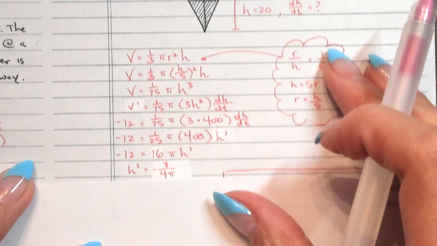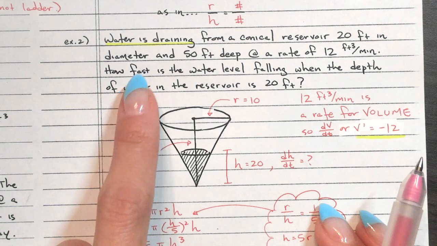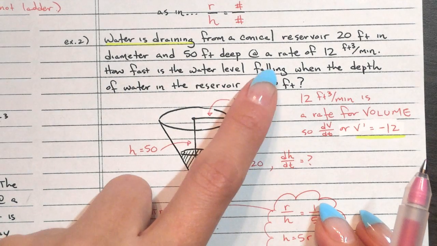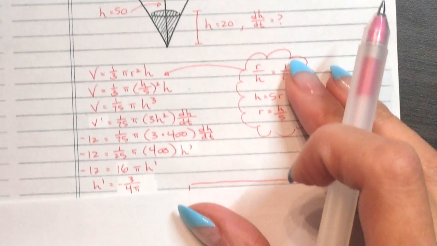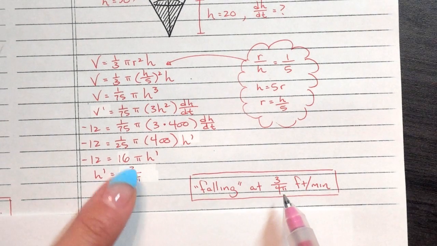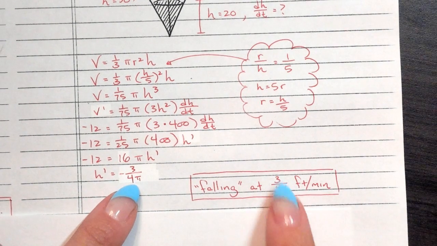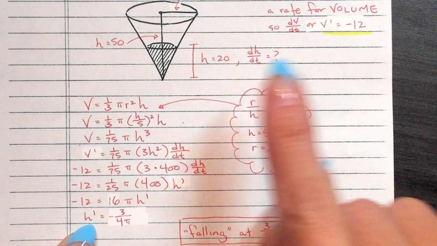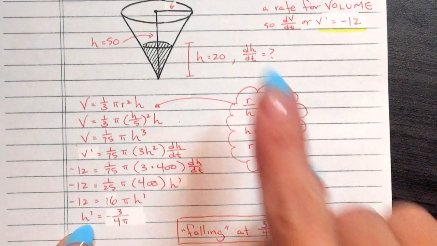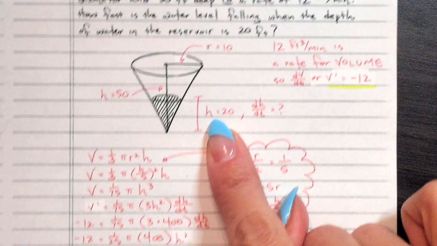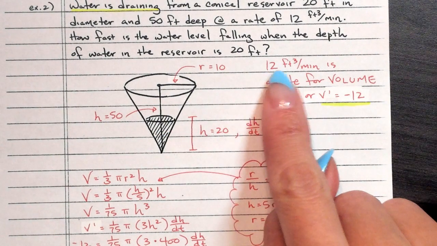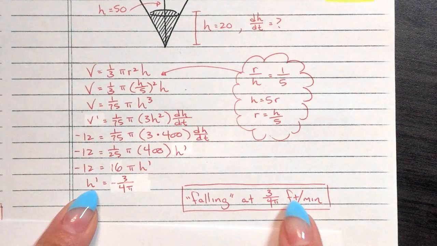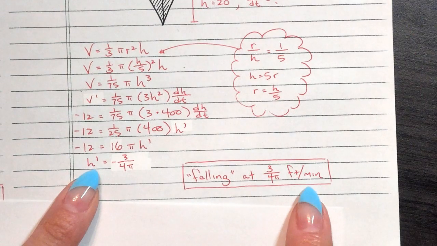Okay, but I want to answer the question. The question is, how fast is the water level falling? How fast is the water level falling? So we are falling at this positive rate. How do I know that my label is feet per minute? Because what is the label for height? This is H prime that I just found. What's the label for H? Well, H is in terms of feet because my volume is feet cubed, so my height must be feet. So that means that my rate is feet per minute. So that's why it's feet per minute.